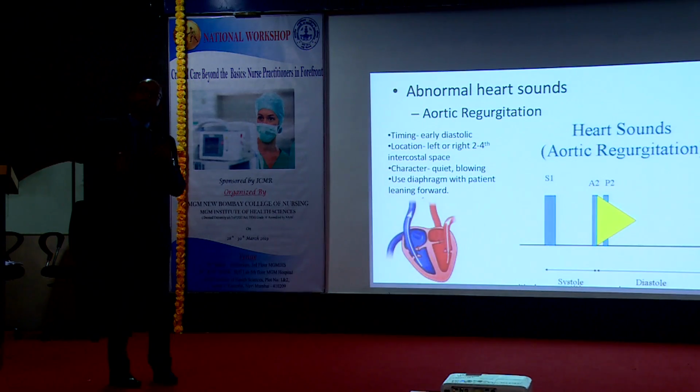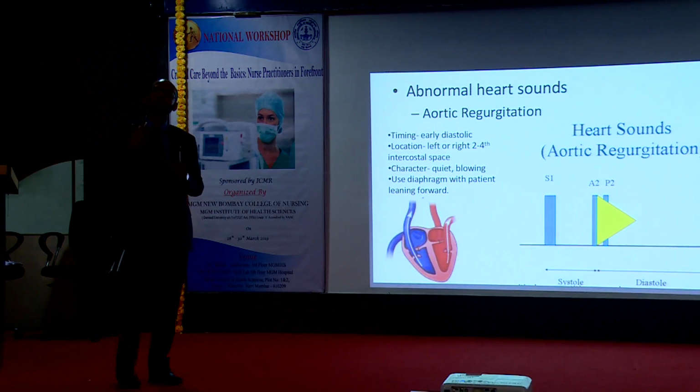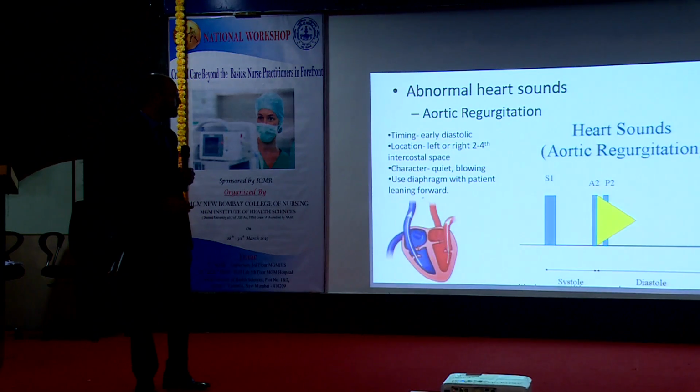Because the blood that goes into the aorta doesn't get stuck there, it keeps flowing back. Okay, auscultate at the Erb's point, ask the patient to bend forwards and listen. You'll hear it better. And it's generally a soft blowing kind of a murmur. It's not a harsh murmur, it's a blowing murmur.